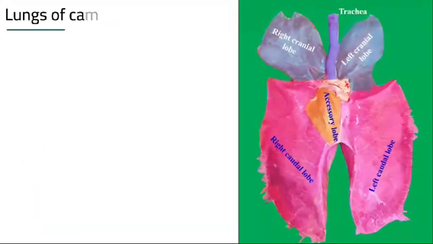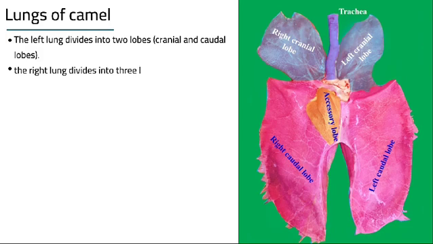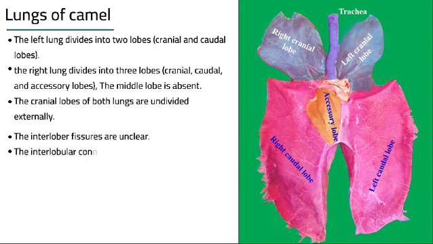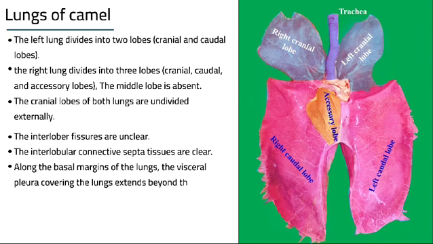Lungs of camel. The left lung divides into two lobes, cranial and caudal lobes. The right lung divides into three lobes, cranial, caudal, and accessory lobes. The middle lobe is absent. The cranial lobes of both lungs are undivided externally. The interlobar fissures are unclear. The interlobular connective tissue septa are clear. Along the basal margins of the lungs, the visceral pleura covering the lungs extends beyond the ventral border, forming lace-like fringes.